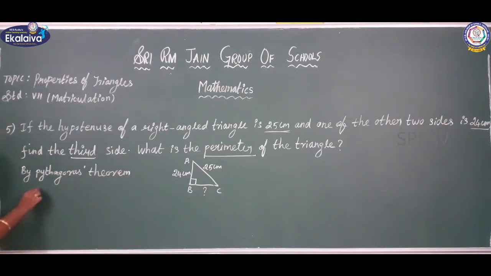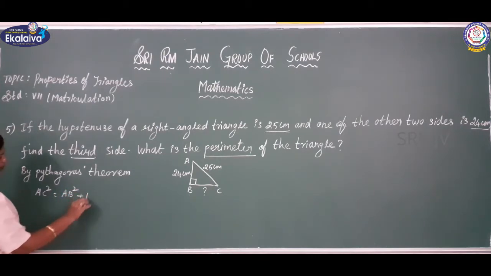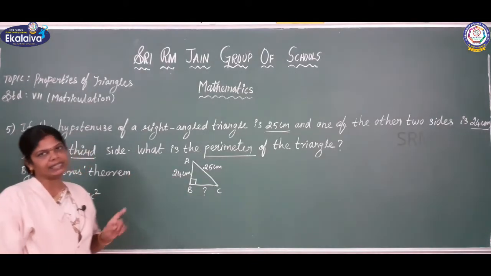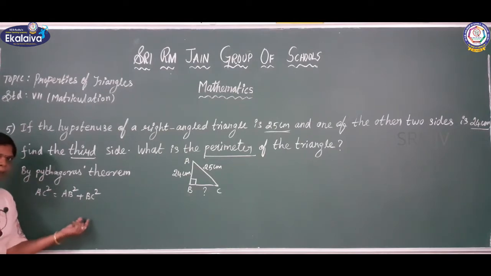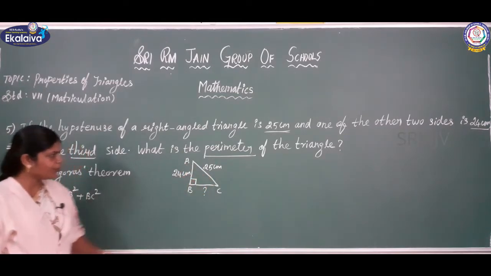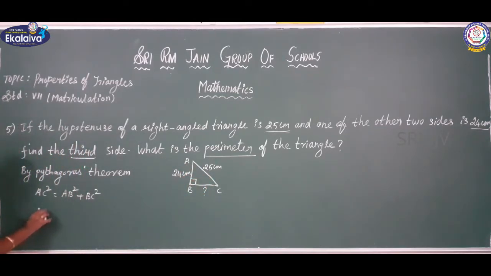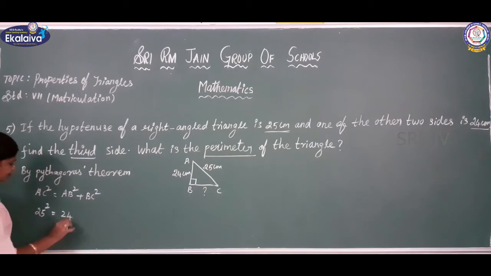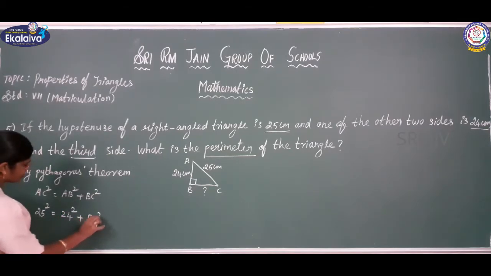The square of the hypotenuse. It means AC square equal to AB square plus BC square. What is it, children? The square of the hypotenuse is equal to the sum of the squares of the other two sides. So the other two sides are AB and BC. So that I have written AB square plus BC square. Okay. Next I am going to substitute the values. Here AC value 25. 25 square equal to AB square, AB is 24, 24 square plus BC square.